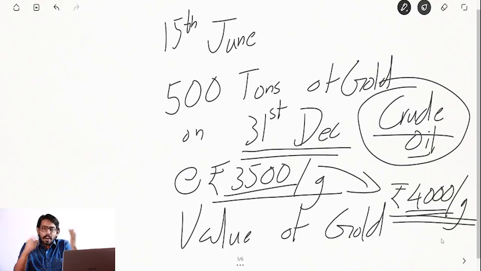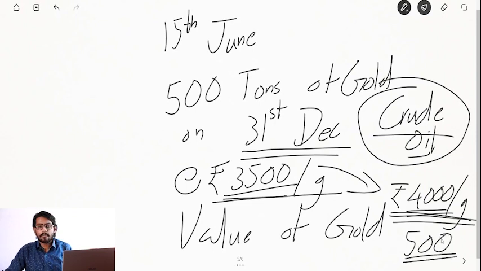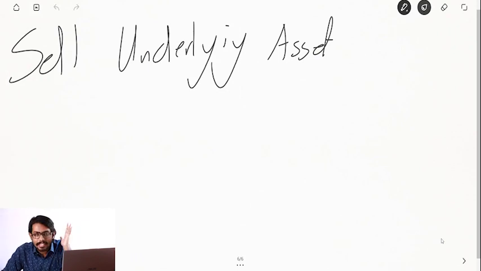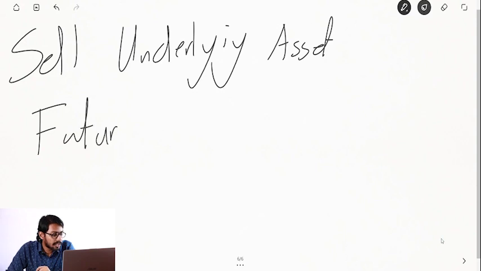Okay, what happens on the due date? He will not send me the gold. Instead, he'll send me the value of gold. I have to pay him 3,500. He'll pay me 4,000, net basis. I'm getting a 500 rupee profit. That is a contract on non-delivery basis. Understood? Now, futures, I told you, is a contract.